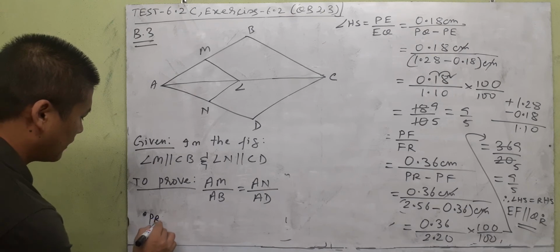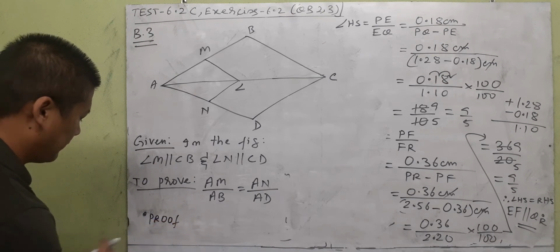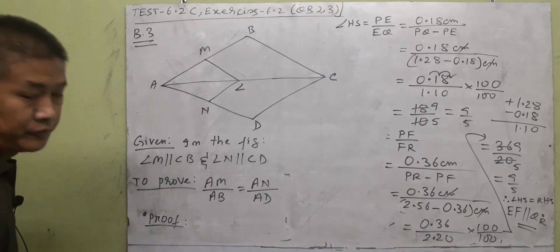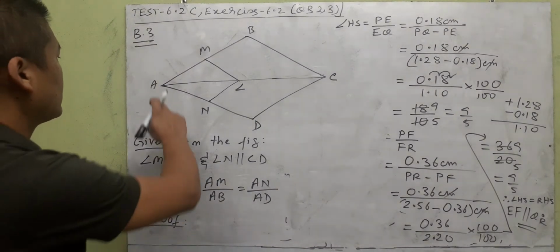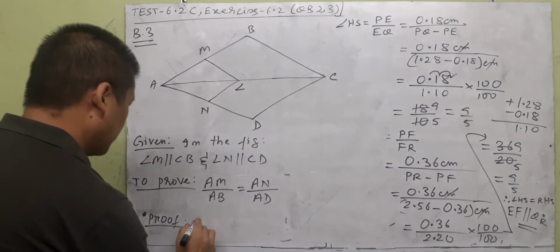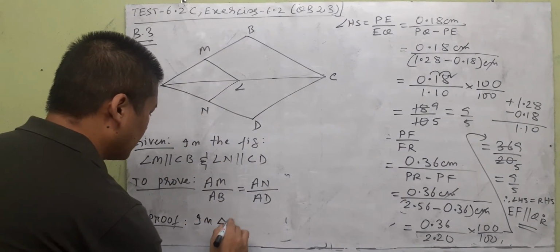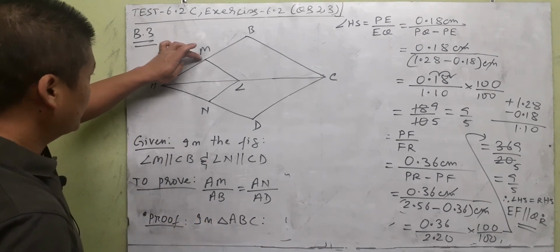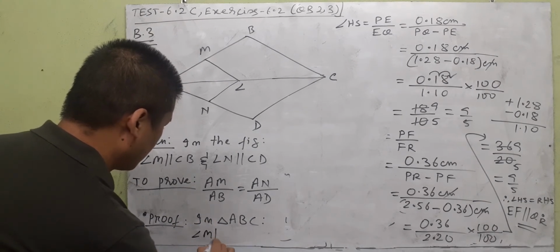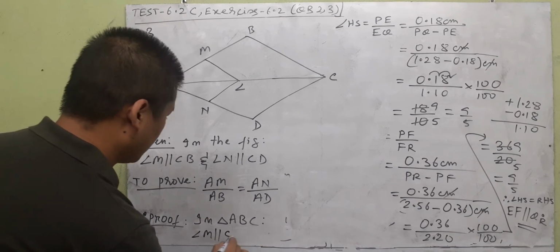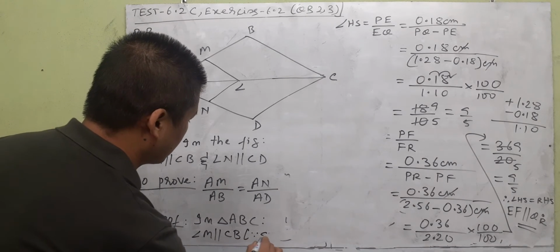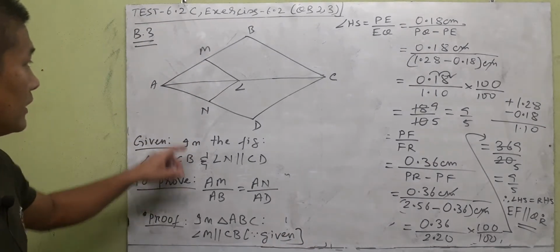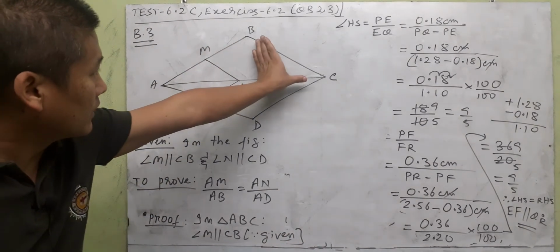Proof is the answer. Our proof. So here, let us take this triangle here. In triangle ABC, this one here, LM is parallel to CB, because it is given in the question like that. You can see here LM parallel to CB, this line parallel to CB.